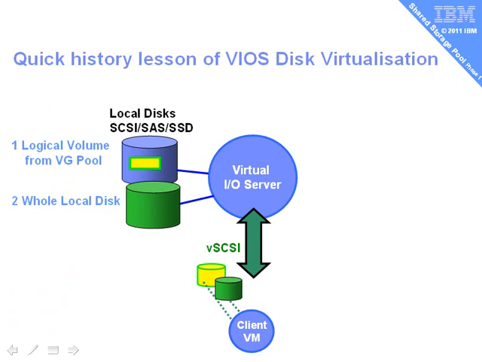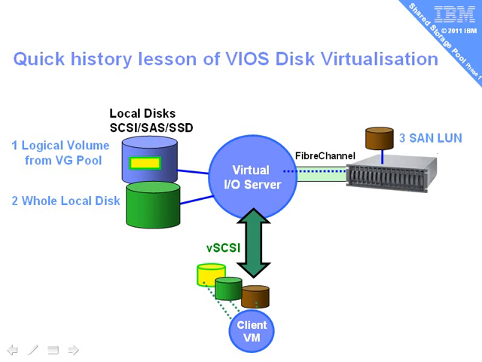Now let's back up a little bit and give us a history lesson so we can see where the shared storage pool fits in. From day one, the virtualized server could give us virtualization of disks by assigning a logical volume that's part of a pool, a volume group in AIX terms, to a client virtual machine. So that's the yellow one in here. Or if you have a SCSI, SAS or solid state disk on the virtualized server, you could assign the whole disk to the client virtual machine. Then we came across SANs and LUNs, and again we could take a LUN from a SAN subsystem via fiber channel. That arrives at the VIO server and it sees it as a disk, and that whole disk can again be assigned to the client.